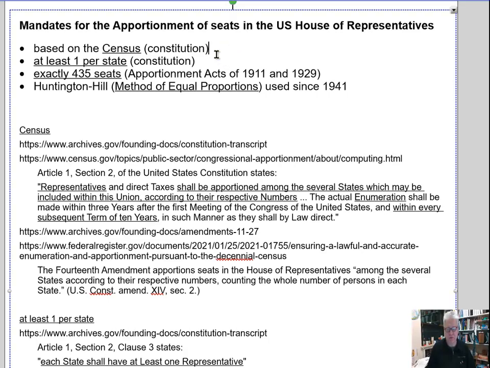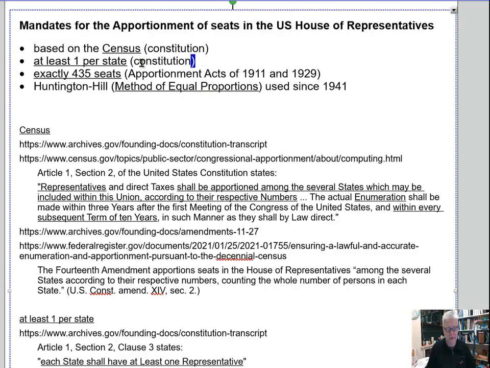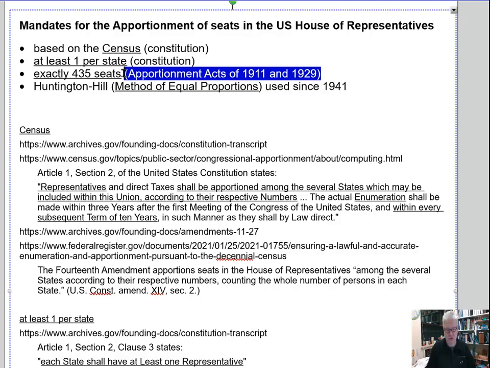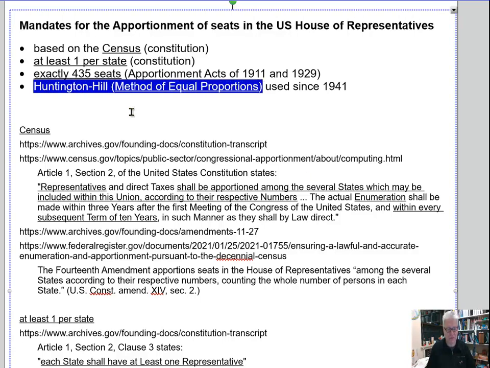These are the mandates for the apportionment of seats in the U.S. House of Representatives. So the apportionment is based on the census per the Constitution, also that the census occurs every 10 years. There has to be at least 1 representative per each state, also per the Constitution. There are exactly 435 seats in the House of Representatives, according to the Apportionment Acts of 1911 and 1929. And then since 1941, the method used is the method of equal proportions, or Huntington-Hill.